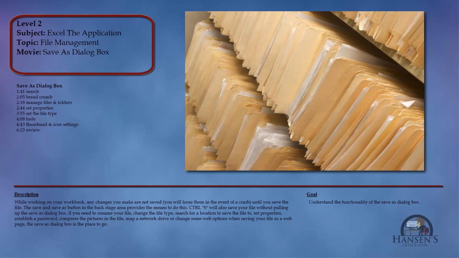So we're going to talk about the Save As Dialog Box, which is sort of the command central for managing your files. There's a search functionality with the Save As Dialog Box. There's a breadcrumb trail that we can manage our way around to find a location that we're looking for. We have the ability to manage our files and folders. We can view and set properties for the files and folders. We can change the file type when we save it. We have some tools, including some web options, mapping a network drive, and setting up a password. And we can also save the workbook with a thumbnail image that's a picture of the workbook, which may aid us in finding it in the future.